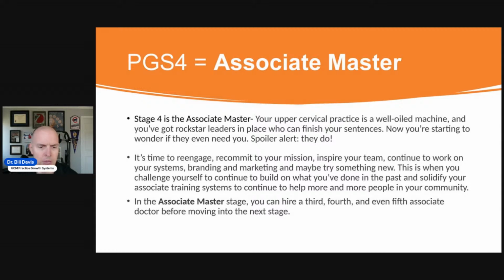At this point it's about training yourself, challenging yourself to really continue to grow. Before you move into practice growth stage 5, which is a scaling master, where you go from one location to 2, which not everybody even wants to do, right? You can add 3, 4, 5 associates into a single location and have a really great practice. A lot of times it really comes down to space. And so you've got to be thinking about that too.